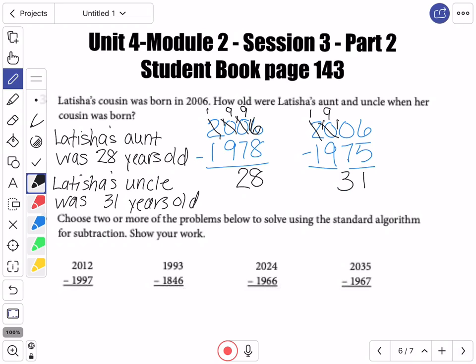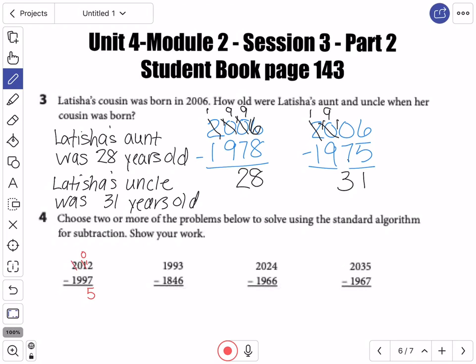And then finally, it says to choose 2 or more of the problems below to solve using the standard algorithm for subtraction. I'm going to go ahead and solve each one of them, and then I'm going to assign you your homework, okay? I'm going to go ahead and use red this time just to change it up. So 2012 minus 1997. All right, so I've got more on the floor, so I got to go next door and get 10 more. 12 minus 7 equals 5.